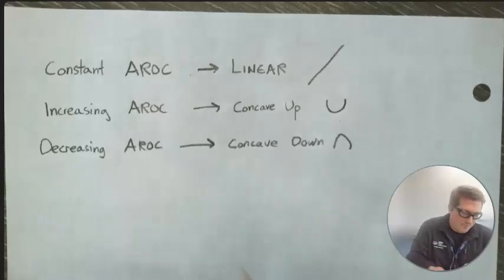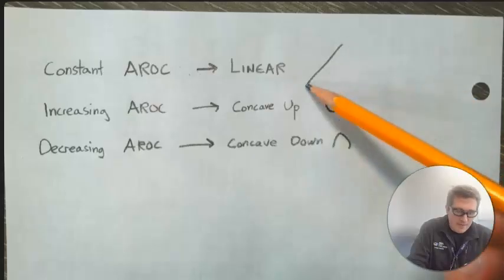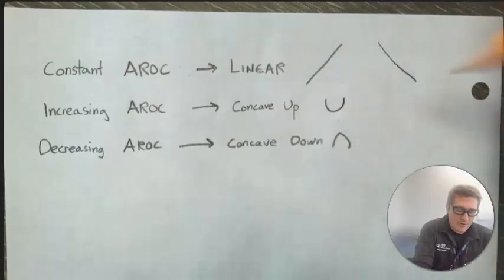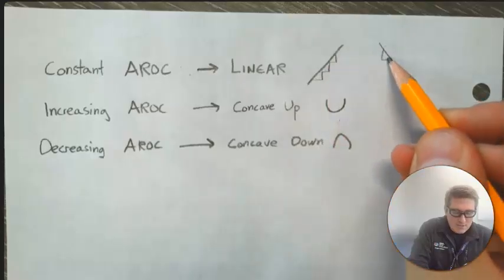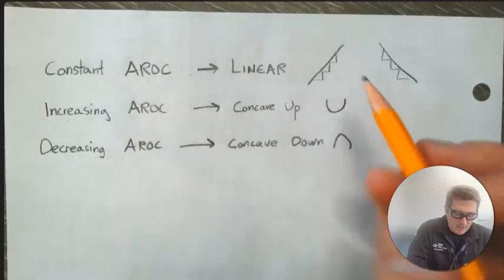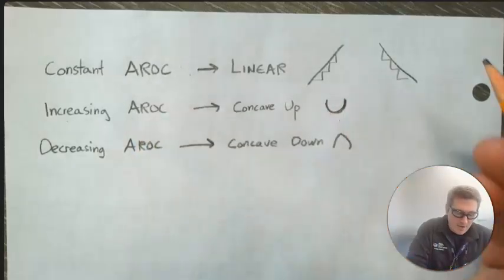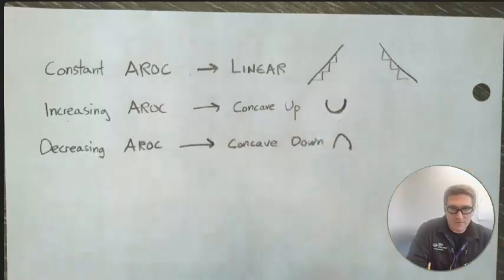So in summary, constant average rate of change means it's linear. It doesn't matter if it's going up or down. The average rates of change are constant on those lines. An increasing average rate of change means I have a curve that's concave up. And a decreasing average rate of change means I have a curve that is concave down.